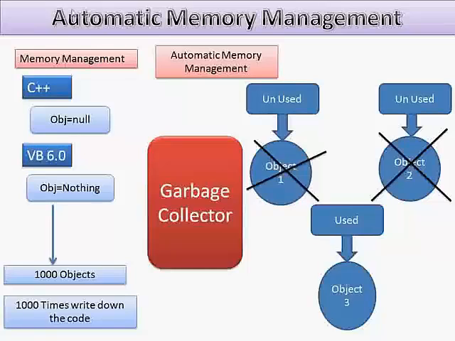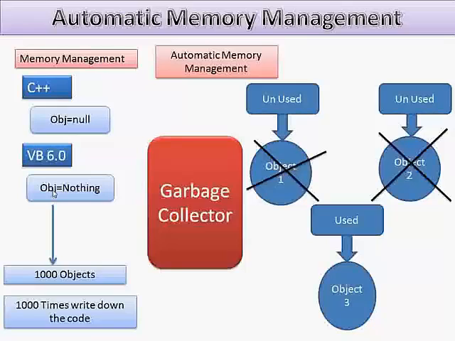The next feature is automatic memory management. Now before this, first of all we discuss memory management in C++ and VB 6.0. Suppose I create one object, and after that I will deallocate the memory of that object using obj = null in C++ and obj = nothing in VB 6.0. Now suppose I have 1,000 objects. In this case I have to explicitly write this code, obj = nothing and obj = null, every time.